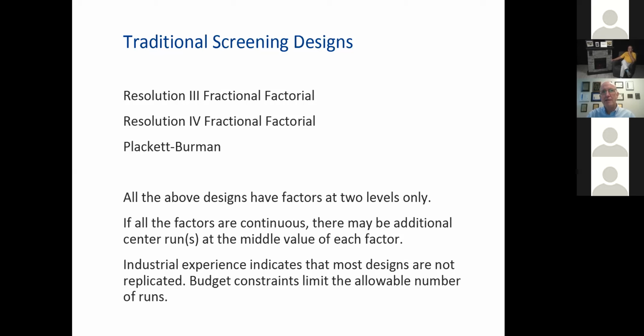So if you see most books on design of experiments talking about screening designs, they generally talk about three particular screening designs: two-level fractional factorial designs of either resolution 3 or 4, and Plackett-Burman designs, all three of which are designs that have factors at only 2 levels, and the factors are orthogonal to each other, which means that the effect of one factor doesn't influence the estimate of the effect of another factor. And if all of the factors are continuous, then there may be one or more additional runs at the center value of all the factor ranges. And those are called center runs or center points.